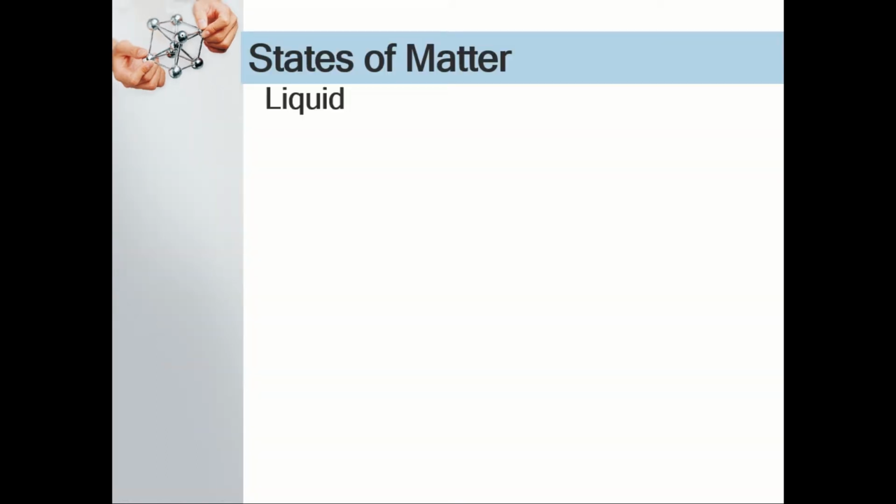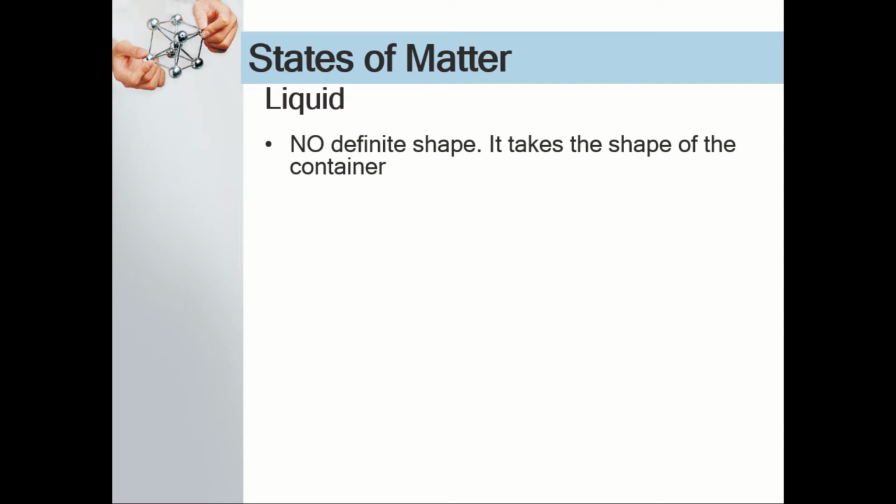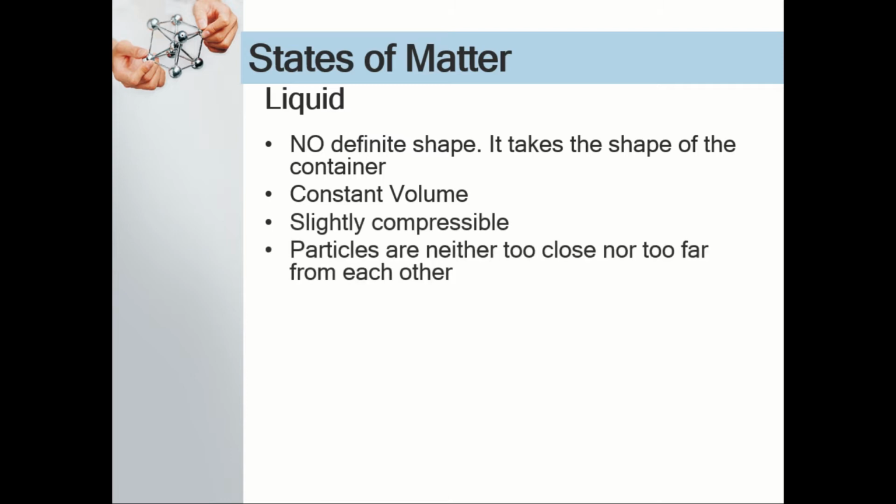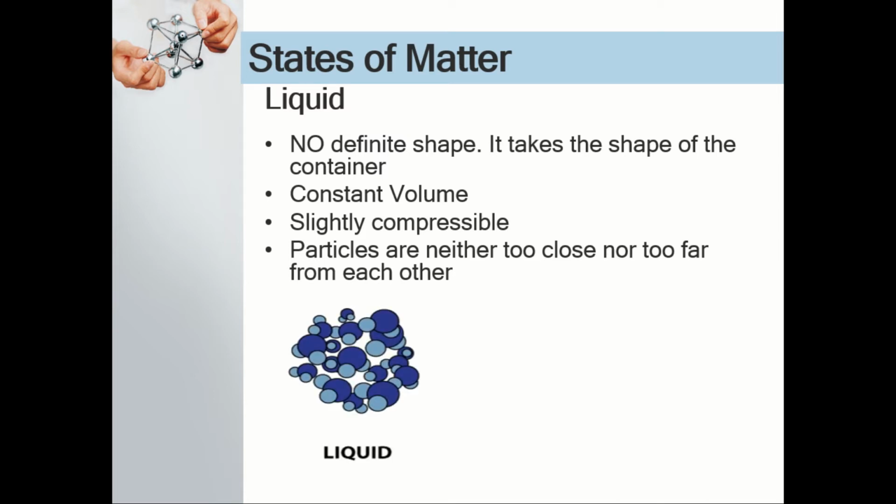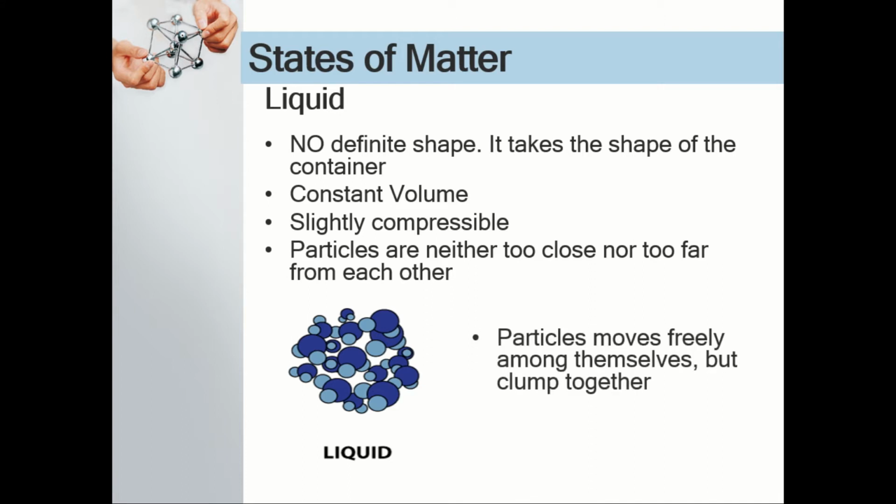Next state is liquid. Liquid has no definite shape and it takes the shape of the container. So it has constant volume and is slightly incompressible. The particles are neither too close nor too far from each other. And of course, this is the typical illustration of our liquid. The particles of liquids also move. They move freely among themselves, but they are still clumped together.